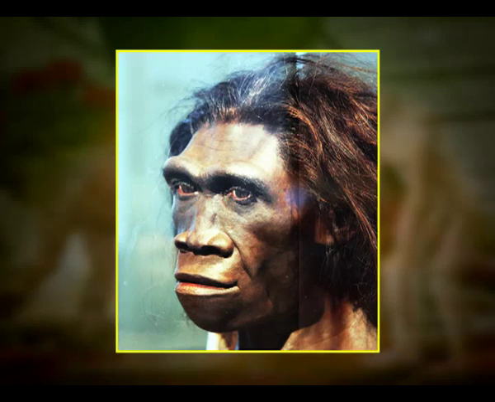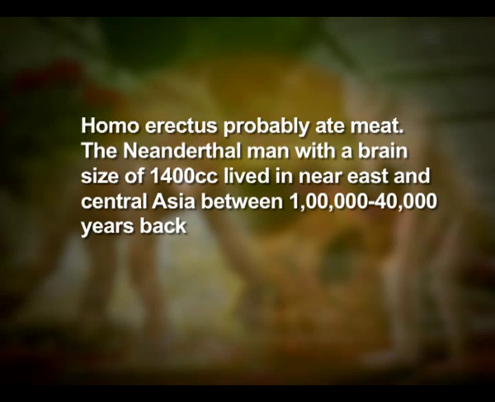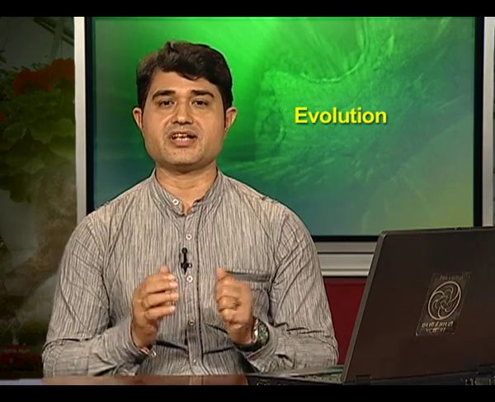A fossil discovered in Java in 1891 revealed the next stage, that is Homo erectus, about 1.5 million years ago. Homo erectus had a large brain, around 900 cc. Homo erectus probably ate meat. The Neanderthal man with a brain size of 1400 cc lived in the Near East and Central Asia between 1 lakh to 40,000 years back. They used hide to protect their body and buried their dead.